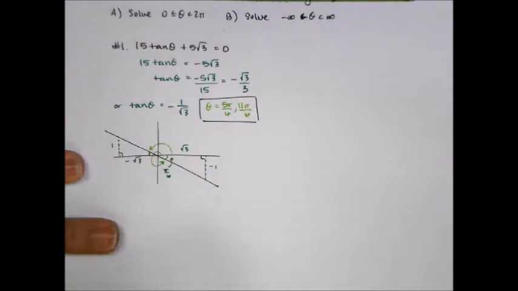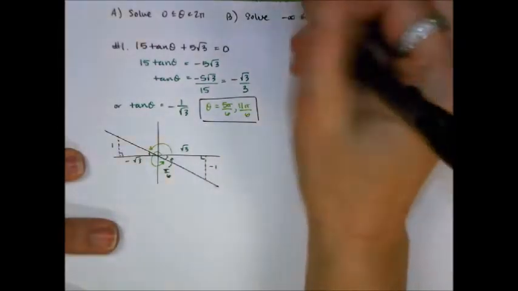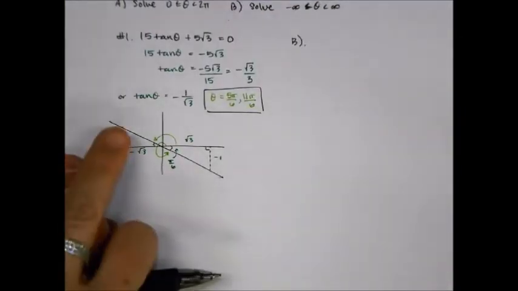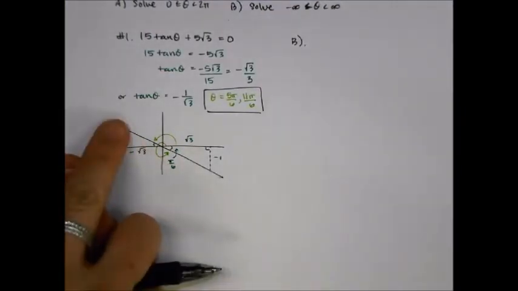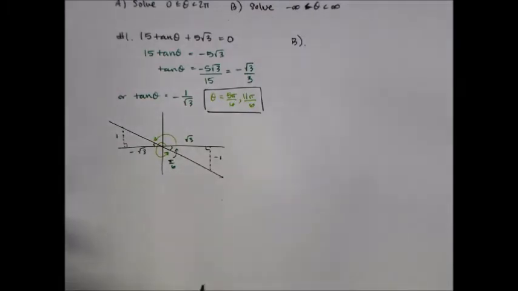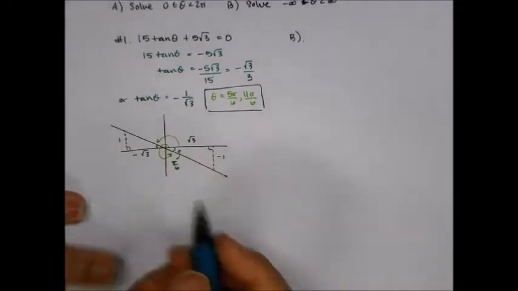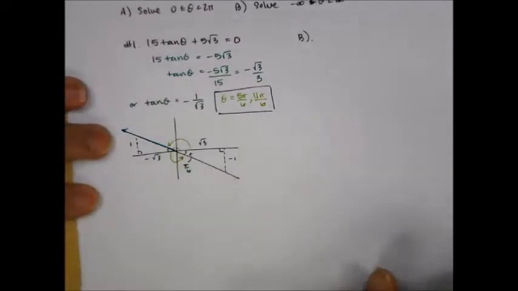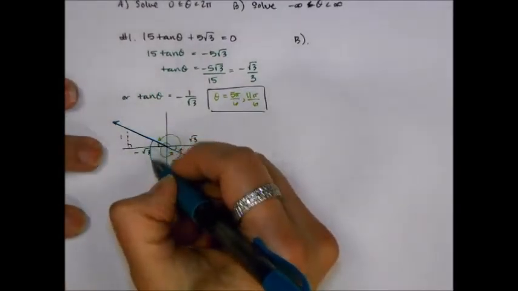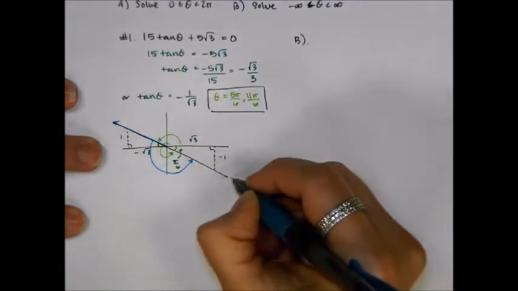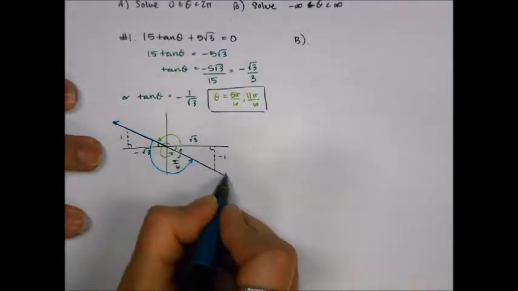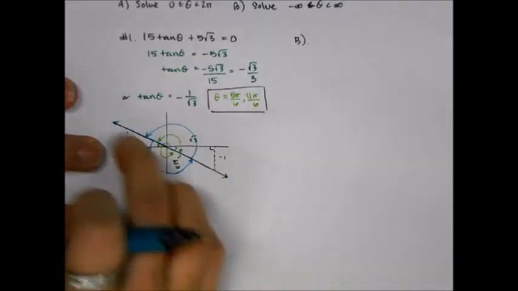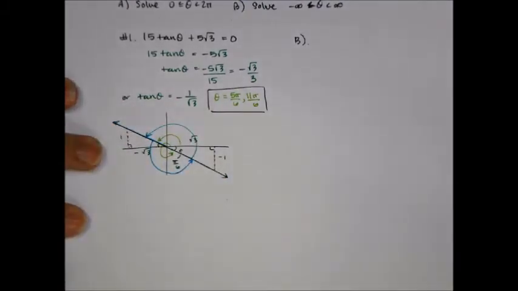So let's look at our part B answers, our infinite solutions. So what I'm looking for is every time I end up on this ray, whether I'm in quadrant 2 or 4, I end up at another answer. So we're going to start with 5 pi over 6. And notice if I add pi, I get to 11 pi over 6. If I add pi again, I end up at a coterminal angle with 5 pi over 6, and the pattern will continue.